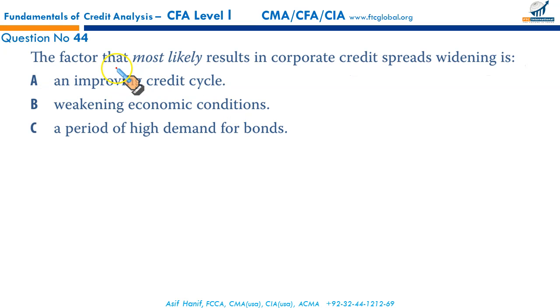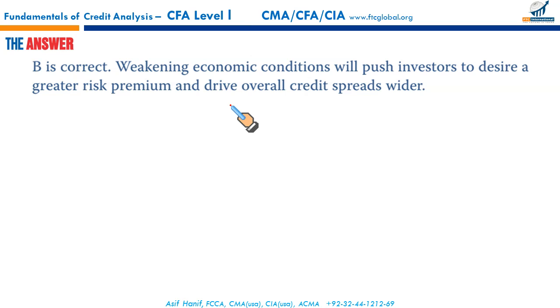This question is similar to the previous one. The factor that most likely results in corporate credit spreads widening: an improvement in credit cycle? No, that will reduce the credit spreads. Period of high demand for bonds, that will reduce. Weakening economic condition, this will widen the credit spread. So that is the right option, B.